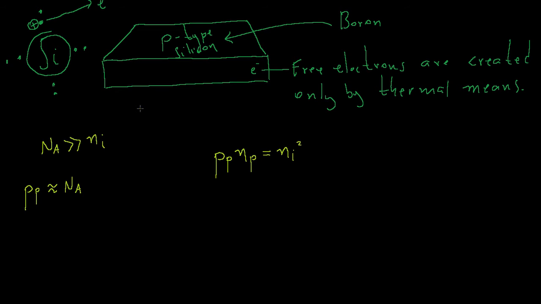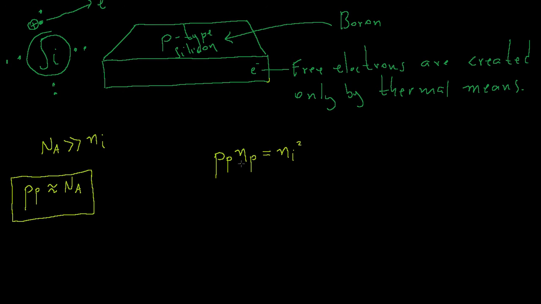So most of the holes are going to come from the boron doping. So you can write that the total concentration of holes is just about the concentration of boron atoms. Again, because the number of holes created by thermal means is small in comparison to the number of boron atoms that you have added to the silicon. So you add a lot of boron atoms, so you want to create a lot of holes. So most of the holes are going to come from this. So you can basically ignore the number of holes that come from the thermal creation of holes.